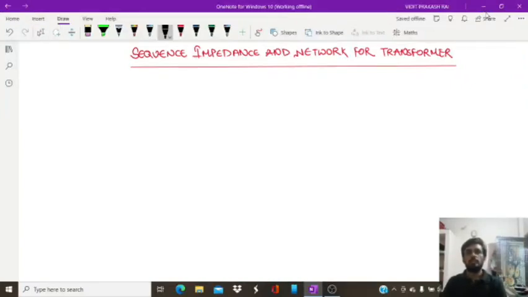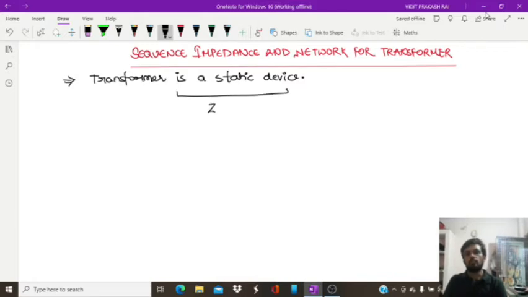Now our next topic is sequence impedance and network for transformer. Okay, so we all know transformer is a static device, right? Transformer is a static device, and there is a leakage reactance in your transformer.